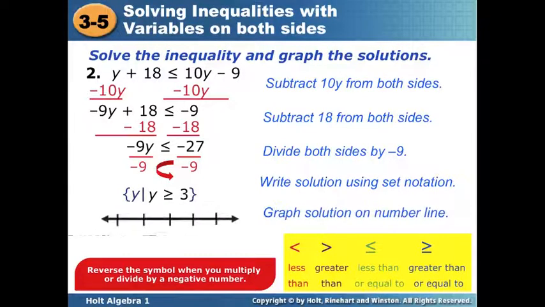Graph your solution on a number line. Put positive 3 in the center, 2 less than and 2 greater than that number. It's a closed circle on 3. We want to show that it is equal to, so include the number by making a solid closed circle. Remember the saying, extra mark, make it dark. We have that equals to extra mark, so we make a dark circle. Next, we'll shade towards the greater than side.